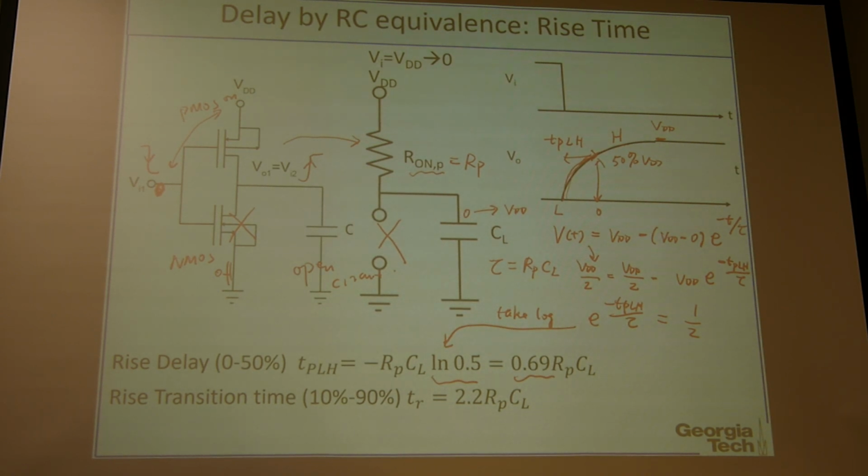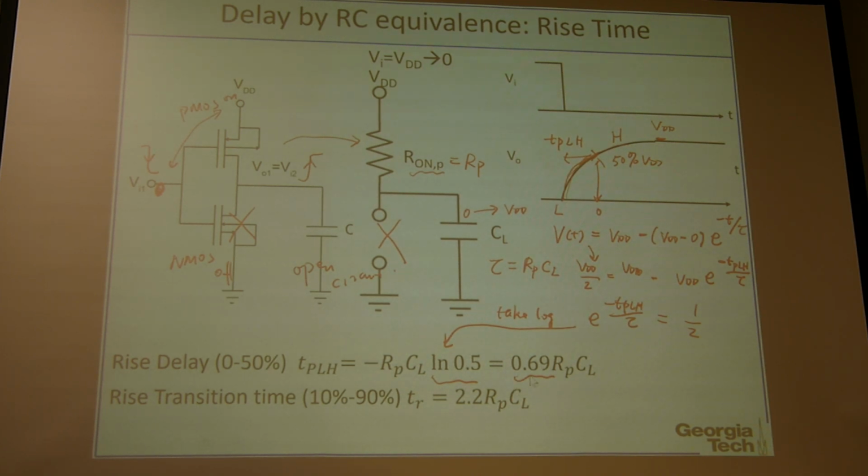Question? On the right-hand side of the assignment, why is it VDD over 2? Oh, sorry, that's a typo here. Yeah, good catch. So any other questions?